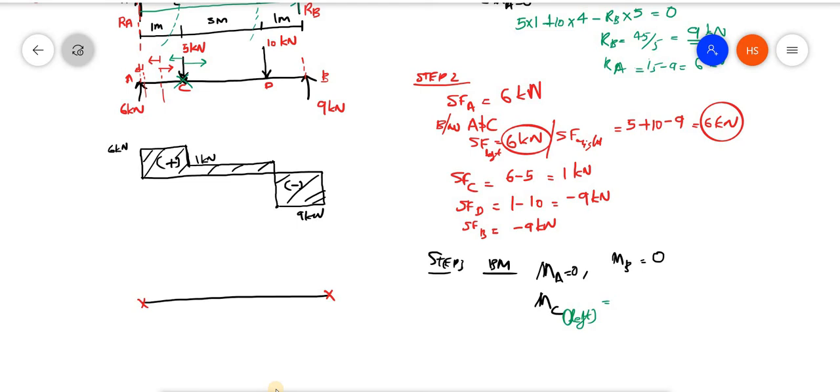If I keep a pointer like this and this pointer is pushed by this force, how will that pointer move? It will move in the clockwise direction. So what is the moment? 6 into the perpendicular distance, which is 1. So that is 6 kilonewton meter.